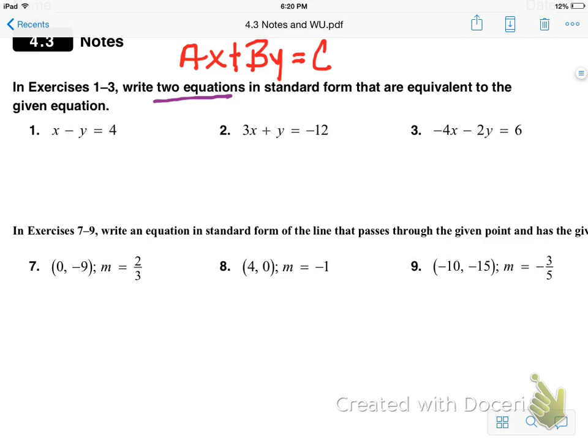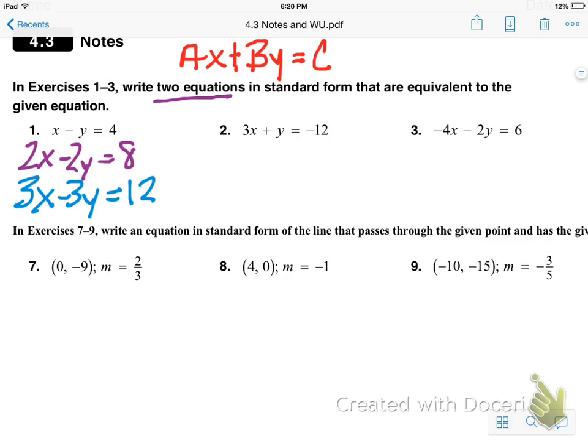So for the first one, what I'm going to do is double, or multiply times 2, all the terms in the equation. So my first example for number 1, I'm going to do 2x minus 2y equals 8. And again, I just doubled it. And then to give another form equivalent to it, I can triple it, I can multiply it times 4, I can take half of it. But just to keep it simple, I'm going to multiply it times 3. So the second equation that is equivalent to the given one is 3x minus 3y equals 12.